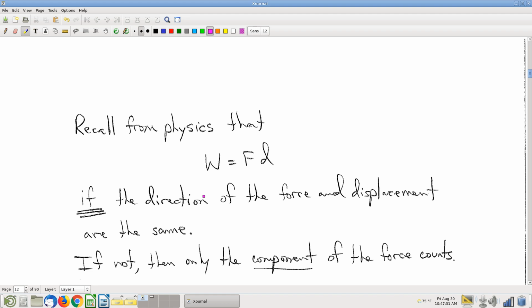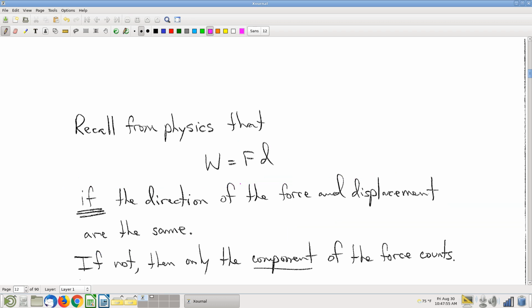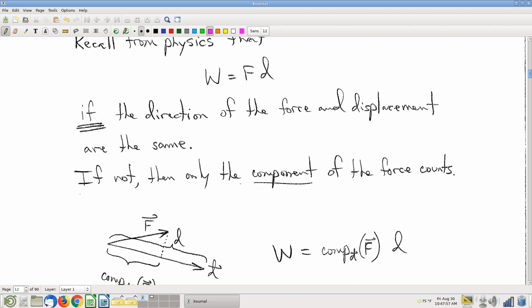Now, there's an asterisk with this formula. The asterisk on this formula is that's if the direction that the force is pointing, keep in mind force is a vector, is the same as the direction that you're actually pushing it, namely the displacement direction. And if they're not pointing in the same direction, then you have to replace force with component.